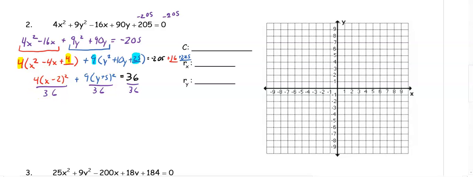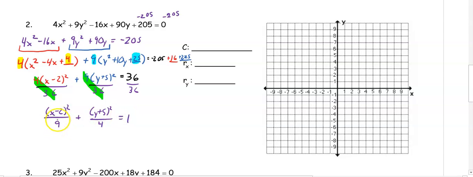So when we do that, the 4 and the 36, and the 9 and the 36 are going to reduce, and we're going to have a number left on the bottom. So when we reduce there, we get (x - 2)^2 over 9 plus (y + 5)^2 over 4 is equal to 1.